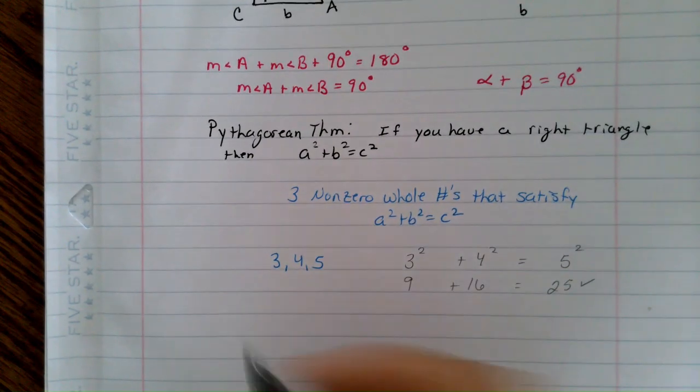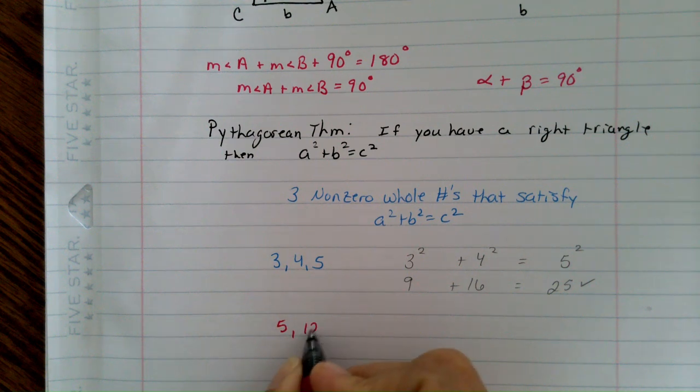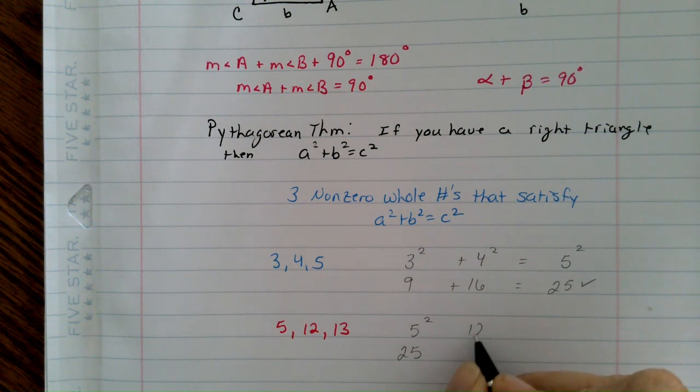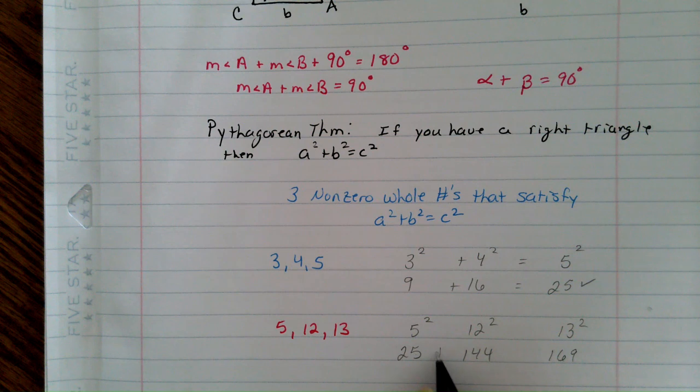Another example, 5, 12, 13. 5 squared is 25, 12 squared is 144, and 13 squared is 169, and 25 plus 144 is indeed 169. So that's another example of a Pythagorean triple.